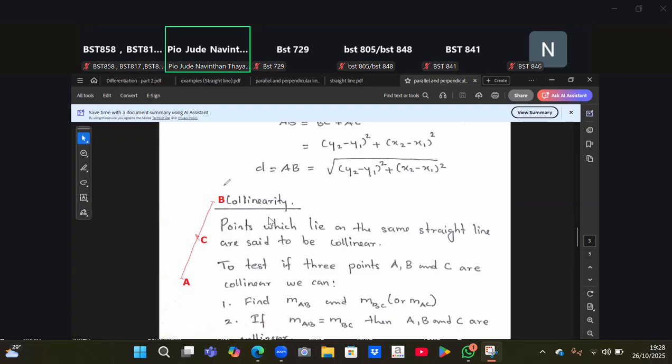If C is also on the line of AB, what will happen? The angle theta, right? Okay. So what we can say, we need to find the gradient, MAB and also your MBC, right? If these two are equal, then that C will be on your straight line.